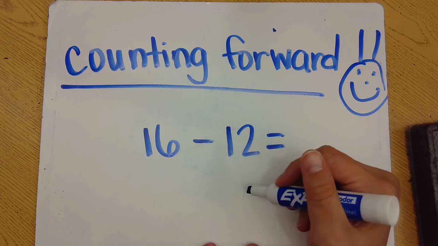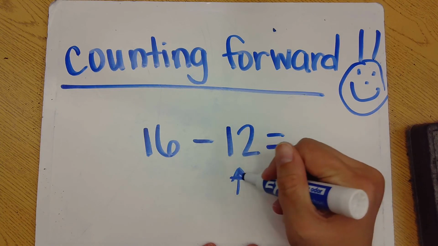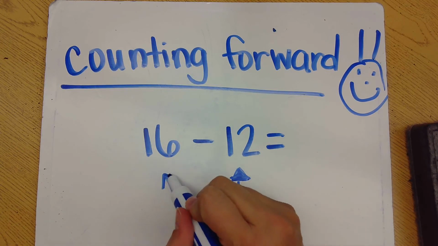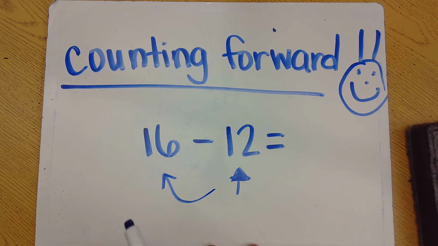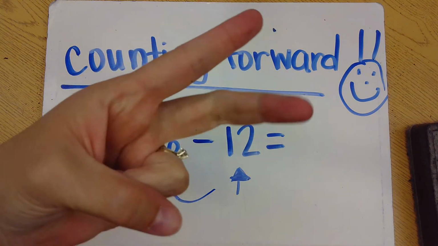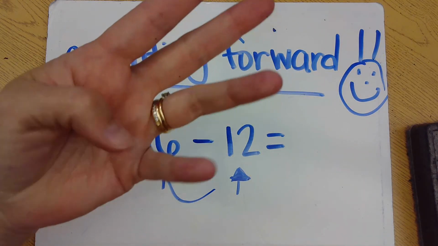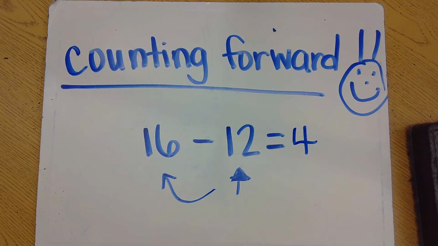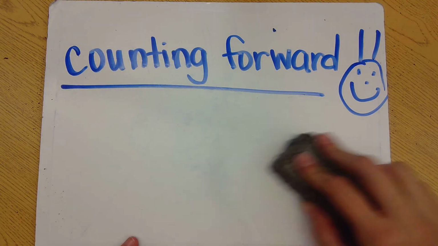So I want to try this counting forward strategy. I'm going to start by saying the smaller number, which is 12, and I'm going to stop when I get to 16. So say the number 12 and then count using your fingers and stop when you get to 16. Here we go. 12, 13, 14, 15, 16. My answer is 4. Did you see how fast that was? We love the counting forward strategy, and I would love to see you trying this out on your own time.